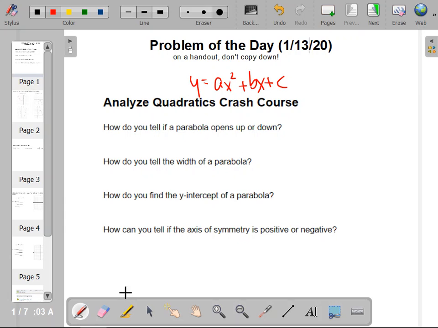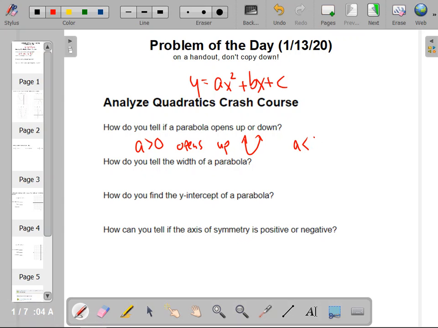How do you tell if a parabola opens up or down? That's this guy right here, the a value. If a is positive, it's going to open up. If a is negative, it opens down. So a mathematical way of saying that, if a is greater than 0, that means it's positive, we'll open up. Okay, when I say open up, I mean it looks like this.